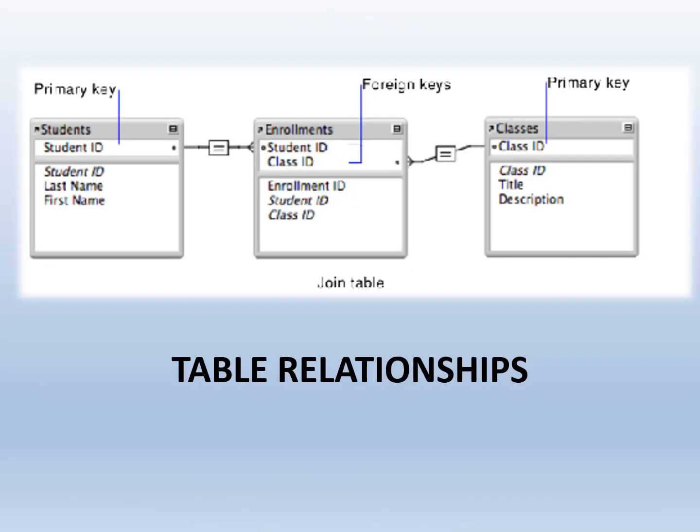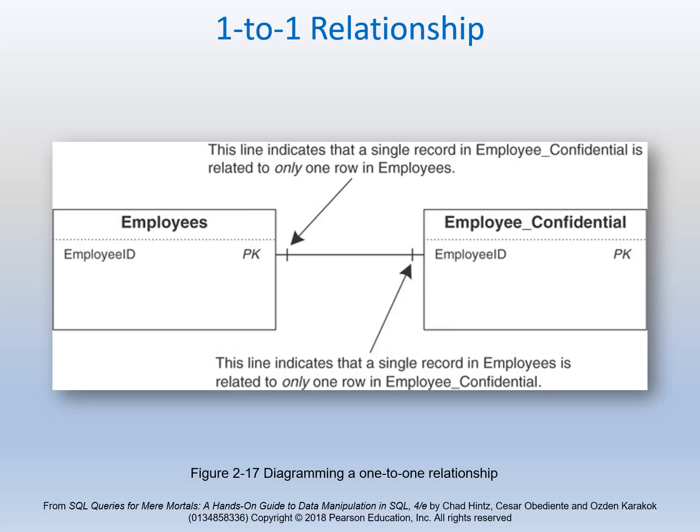Now let's move from columns in a table structure, to relationships between and among tables. This is an example of a one-to-one relationship between two tables. This line indicates that for every one employee, there is one employee confidential record. This tick here on the line indicates 1.